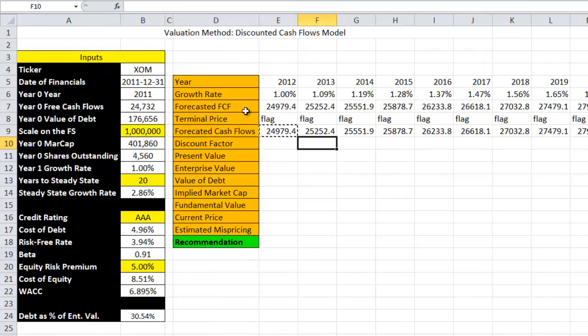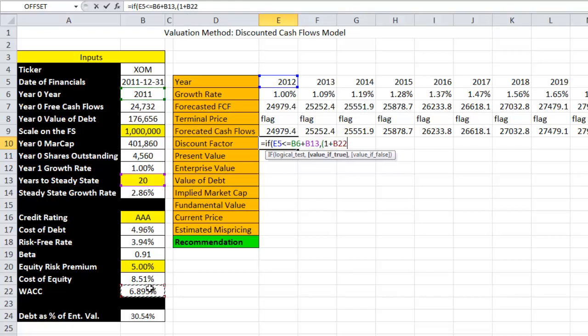All right, to get the discount factor is just going to be 1 plus the discount rate raised to the number of periods. Here's the easy way to do it. We say if the year is less than or equal to year 0 plus years to steady state, then what we want to do is take 1 plus our discount rate and raise it to the number of periods. But the way we're going to figure out the number of periods is this. Take the year and subtract year 0.